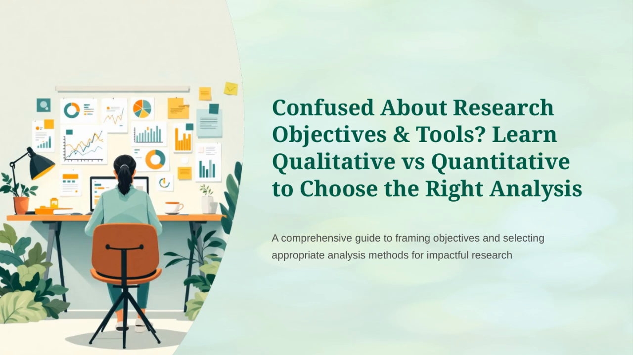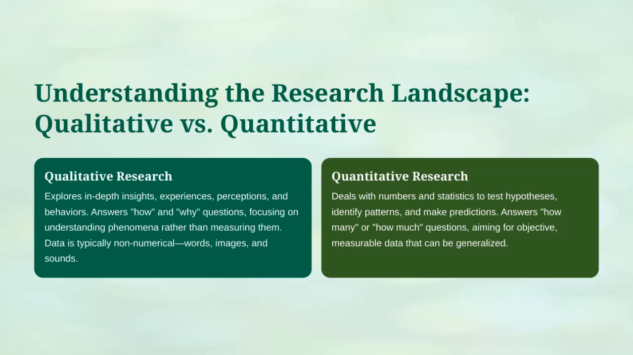Let's get started. When we look at quantitative research, we're focusing on numbers and statistics to test hypotheses, identify patterns, and make predictions. It helps us answer questions like, how many or how much, aiming for data that is objective and measurable. This type of research allows us to generalize findings across larger populations.